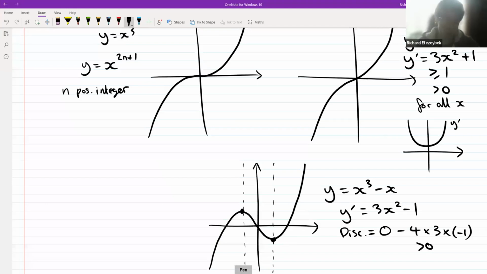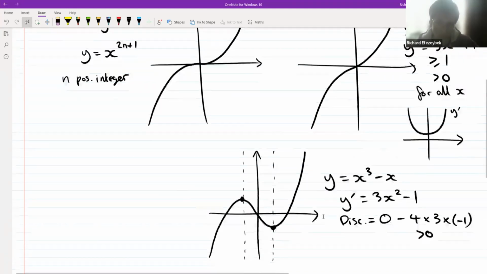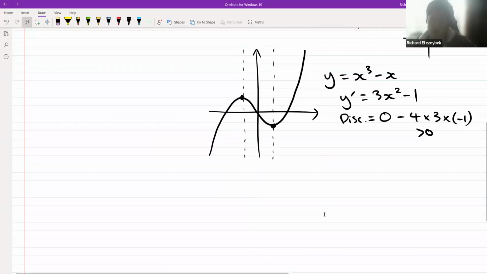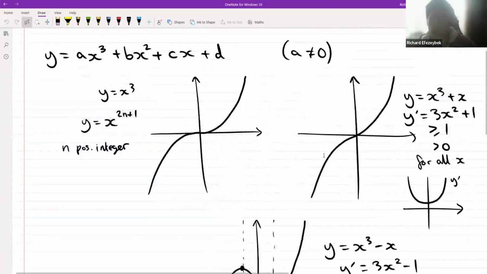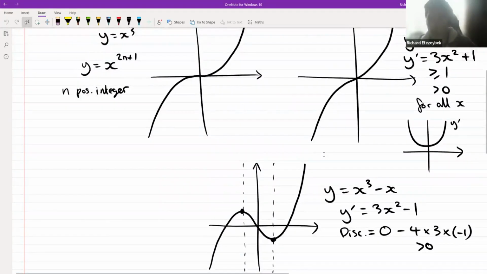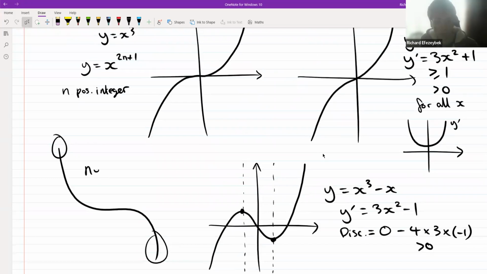We also have the negative shapes of all of these. All the ones that I've considered so far have a positive leading coefficient. That is to say, the coefficient of x cubed is positive. If it's negative, we have basically all of these, but reflected in one of the axes, say the y-axis. Right? So instead of being increasing, it'll be decreasing. It'll start up here, finish down here. This will be the negative shape.